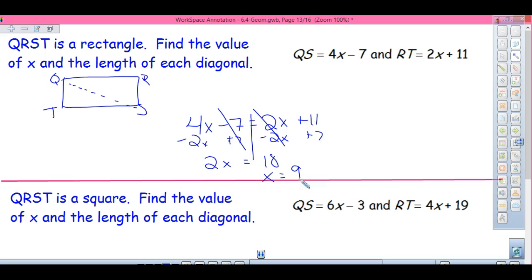Find the value of x and the length of each diagonal. Yep, so if we plug it in, we get 36 minus 7, which is 29. And this one has to be 29 because they are congruent.